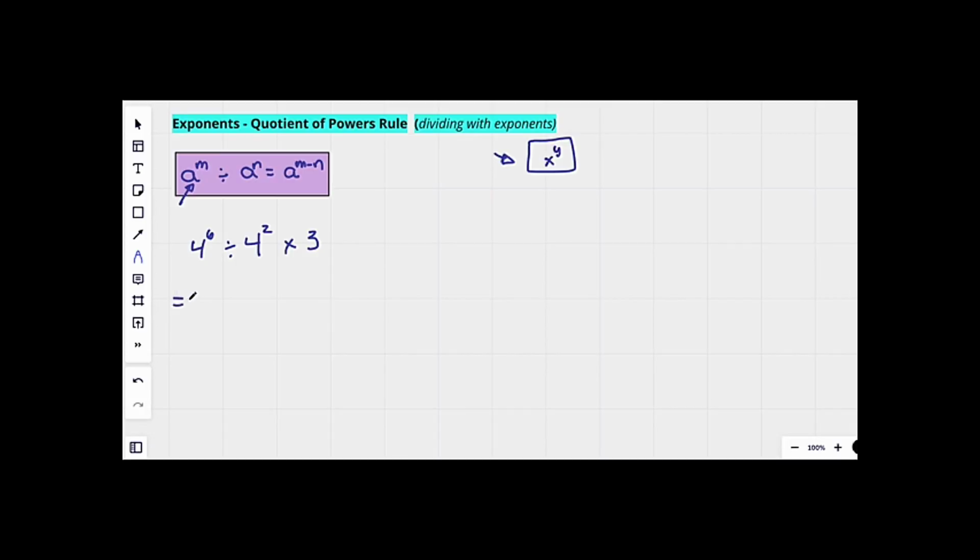Okay, so for starters, we need to consider two things. Number one, BEDMAS, because that tells us the order of operations. So what are we going to do first when we have a question like this? And the second thing is, where do we apply the quotient of powers rule?